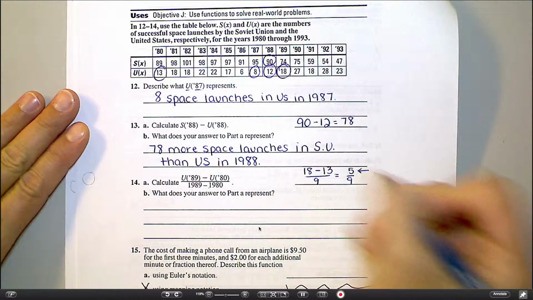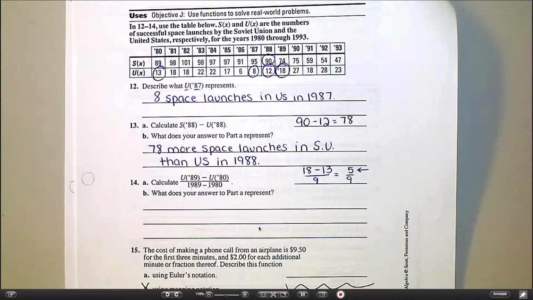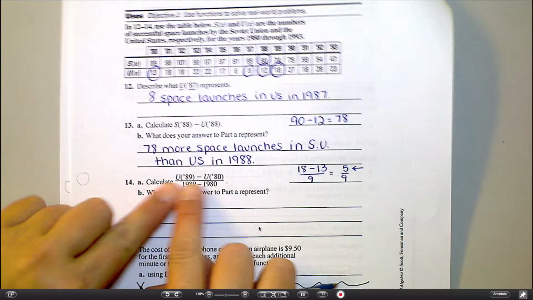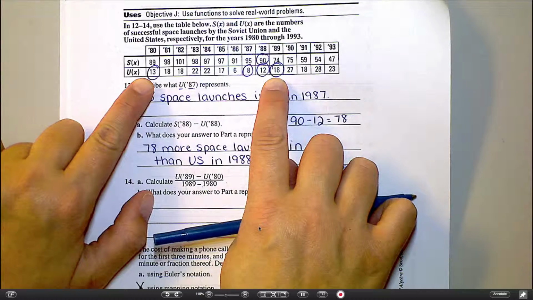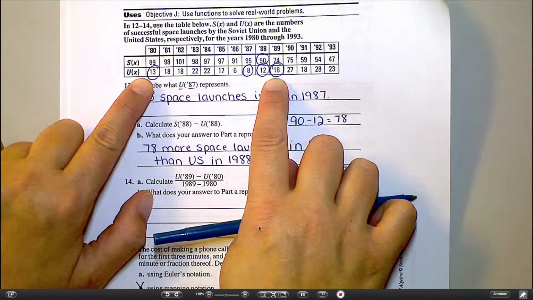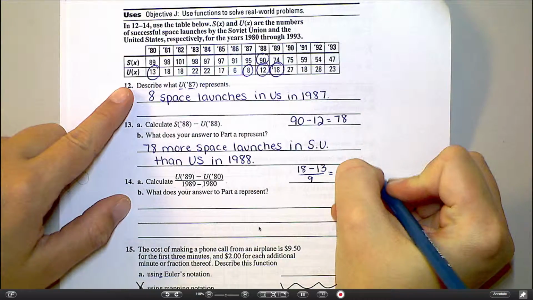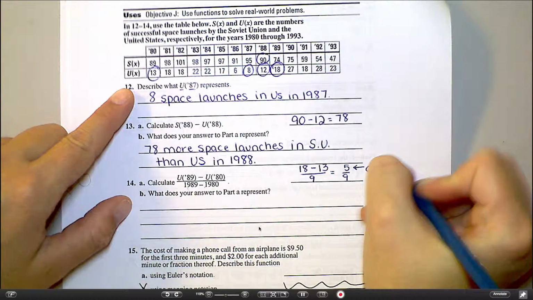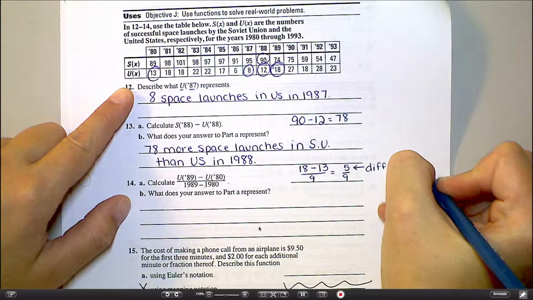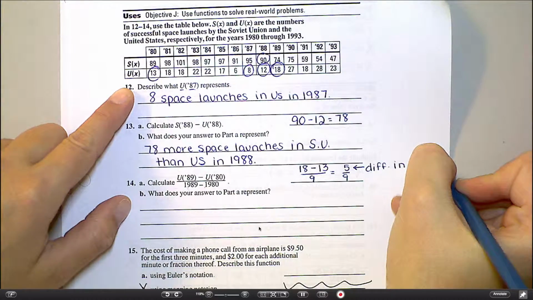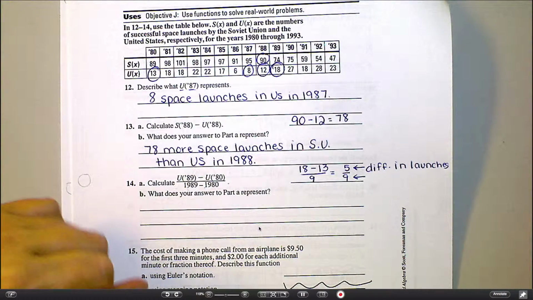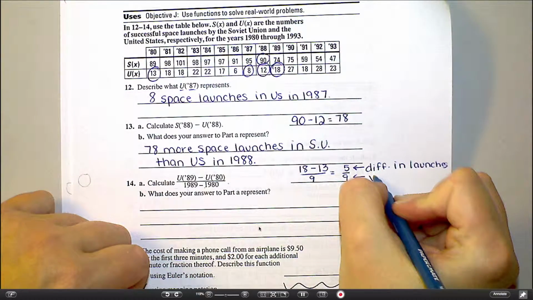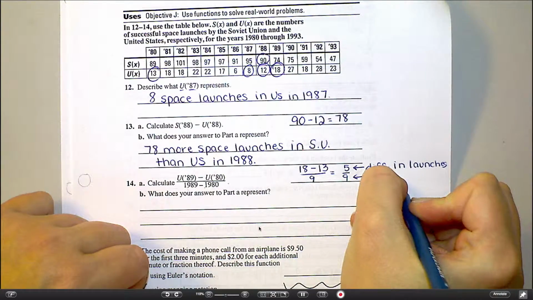What does that 5 mean? That's not quite what the answer I'm looking for. Like, why would I subtract U of 89 minus U of 80? What does that tell me? Well, the difference in launches between those years. Okay, I like the way you said that, difference in launches. It's all within the United States this time, right? What does the 9 tell me? The gap in years. Okay, so that's the number of years that passed. Why on earth would I divide those two things?